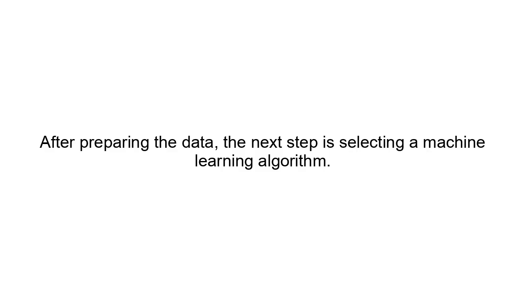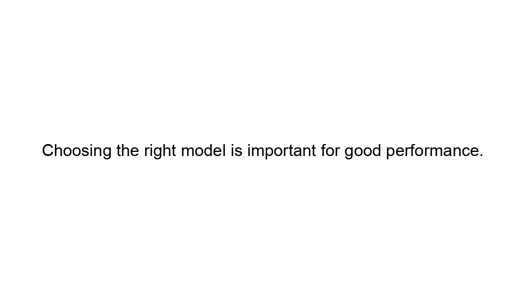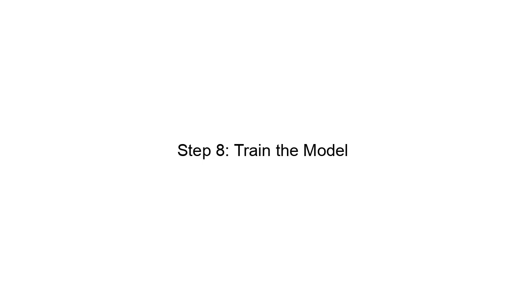Step 7. Choose a model. After preparing the data, the next step is selecting a machine learning algorithm. The choice depends on the problem type. Examples: linear regression for regression, logistic regression for classification, decision trees, random forest, k-nearest neighbors, support vector machines, and neural networks. Example concept: problem type plus data means choose algorithm. Choosing the right model is important for good performance.